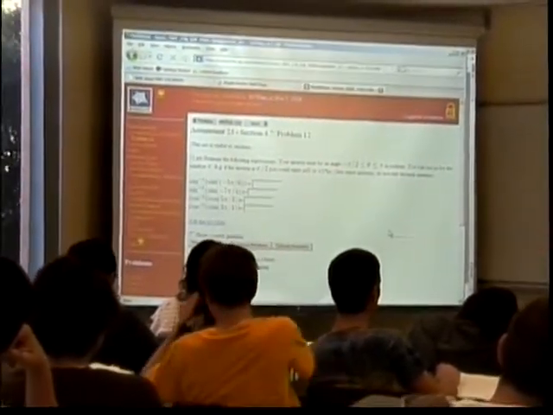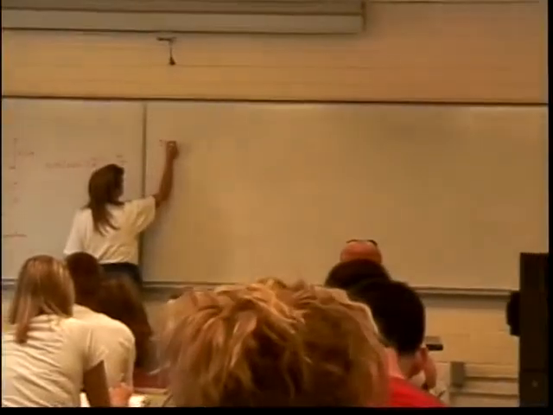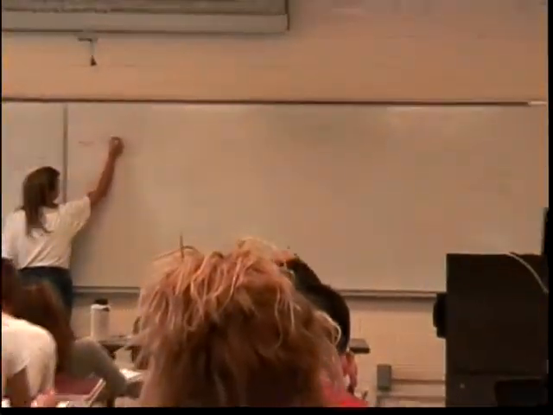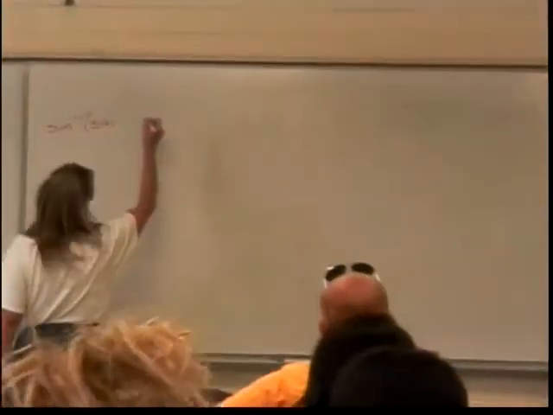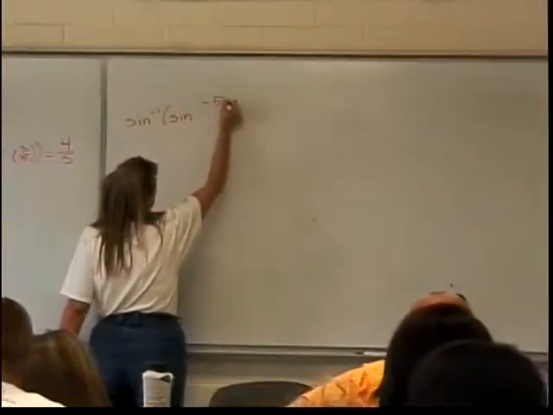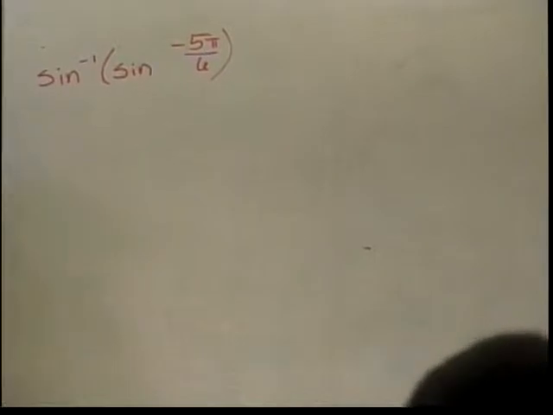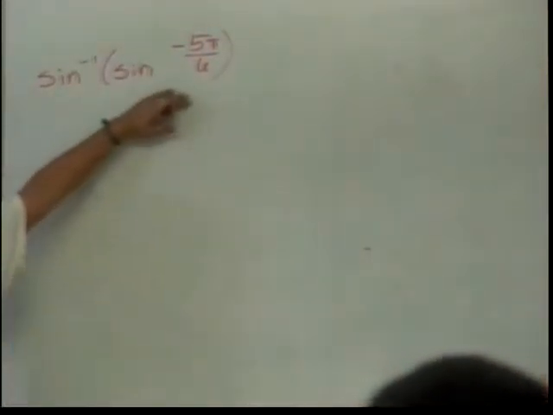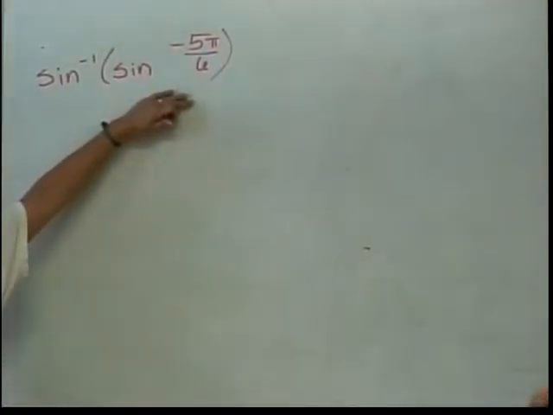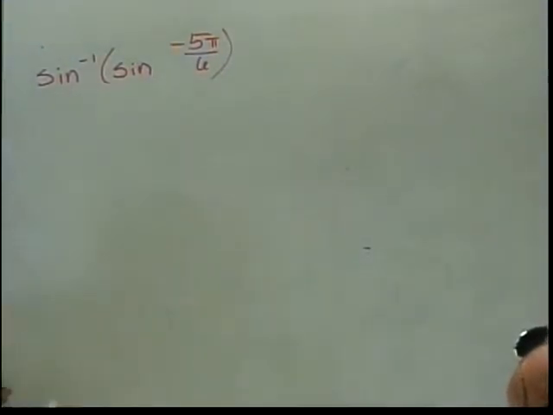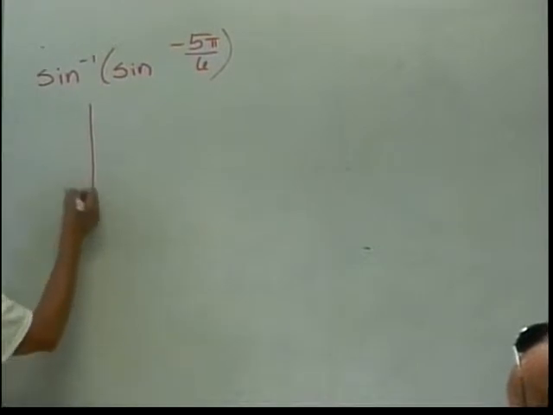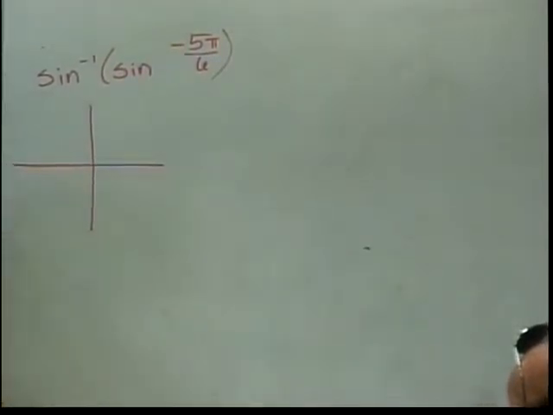So sine inverse of the sine of negative 5 pi over 6. All right, so we start in the middle. What's the sine of negative 5 pi over 6? Well, let's go through and figure out where we are. Where are we with negative 5 pi over 6? Which way do we go?